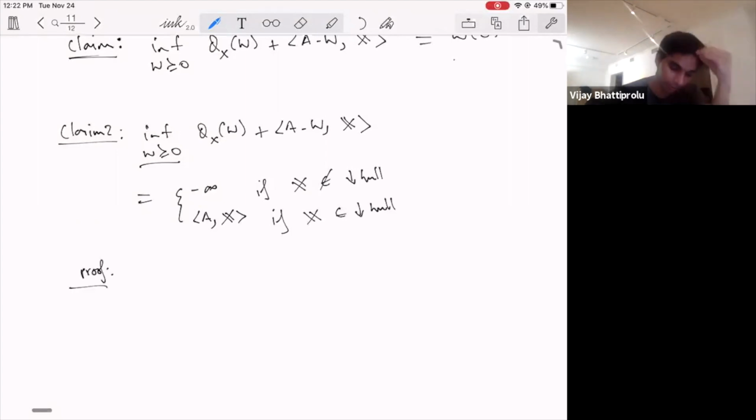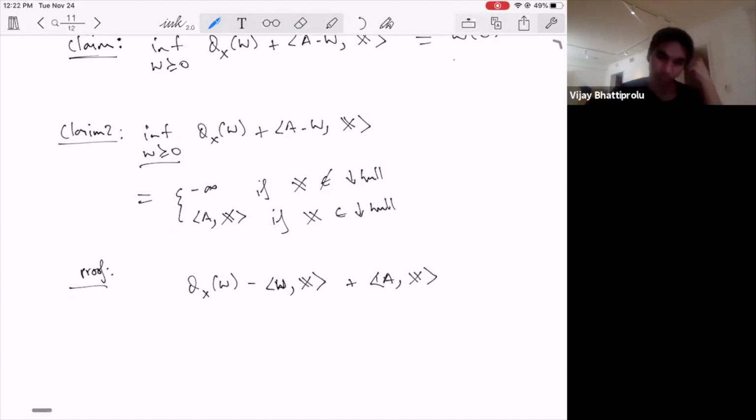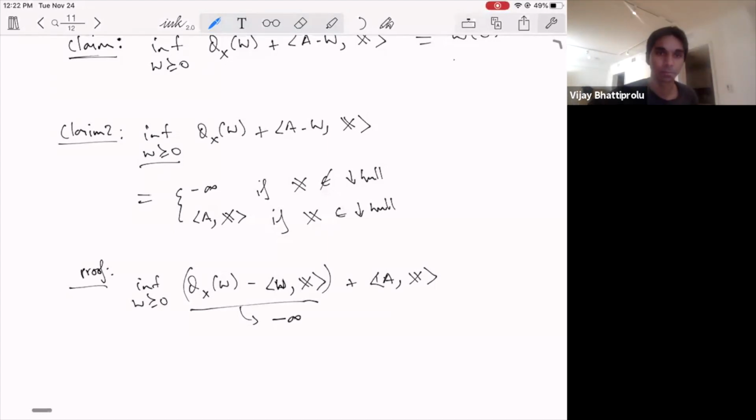The proof is the following. Let's just rearrange the expression. So we have the infimum over PSD W of QX of W minus W inner product X plus A inner product X. Basically we're going to analyze when we can drive down this quantity to negative infinity and when we can't.